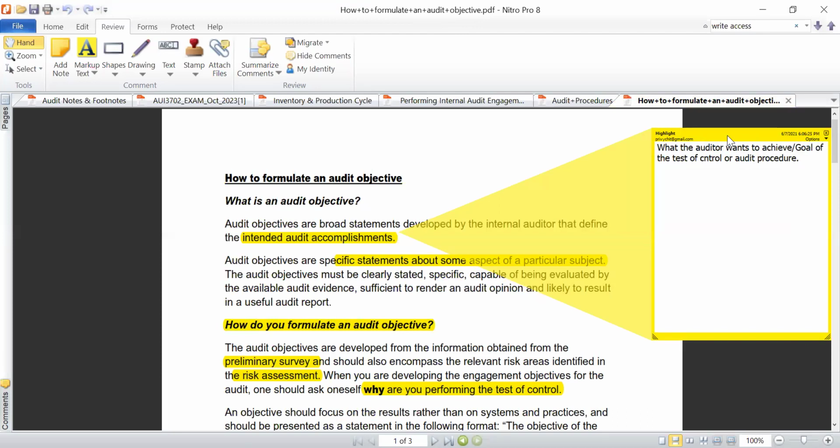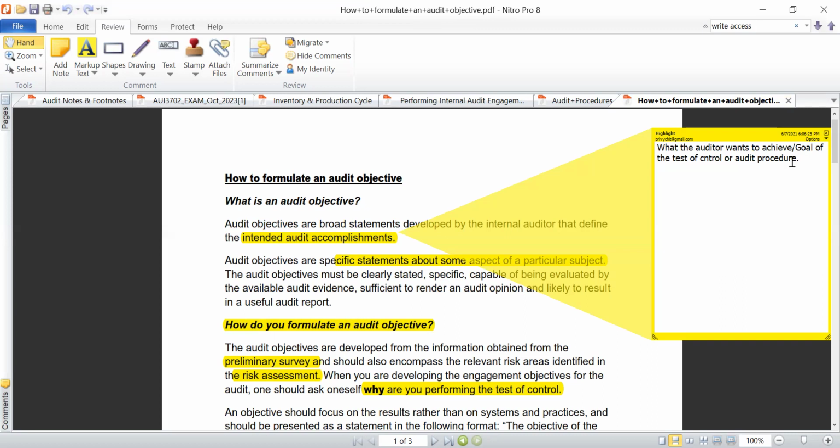So an audit objective, in simple terms, is basically what the auditor wants to achieve, or the goal of the test of control or audit procedure carried out by the auditor. What is it that you want to achieve by performing the audit procedure that you are carrying out? If you're observing employees as they are clocking in and out of the company premises, why are you doing that? That's an audit objective. That intended purpose that you have for whatever you're doing to gather evidence, that's the audit objective.